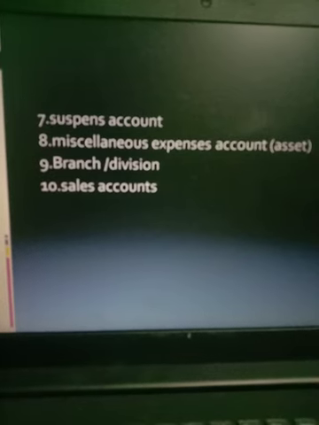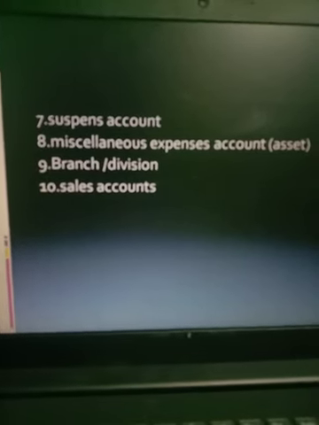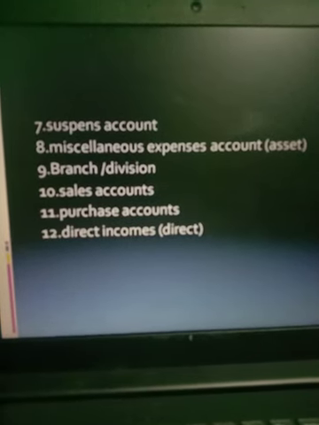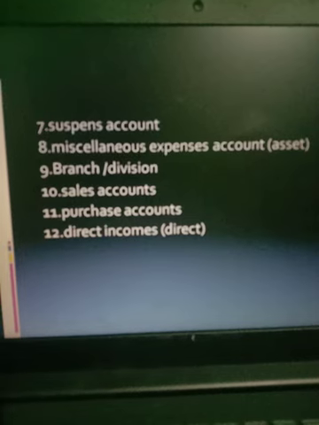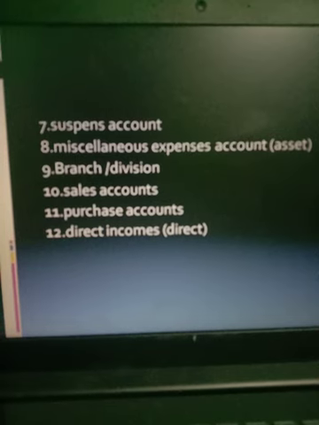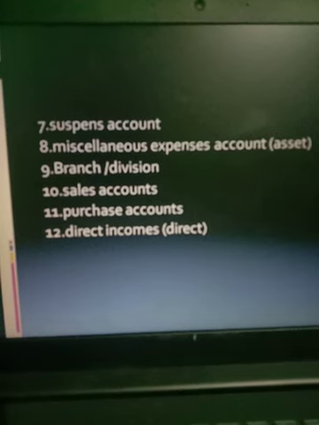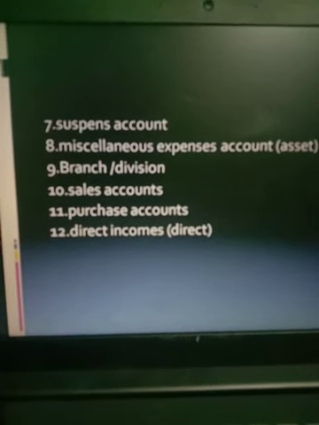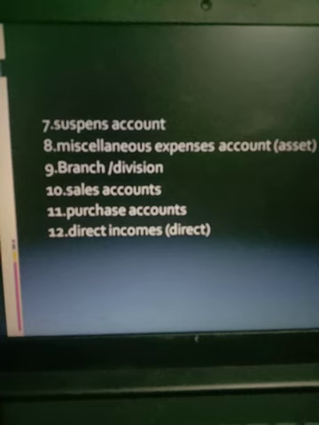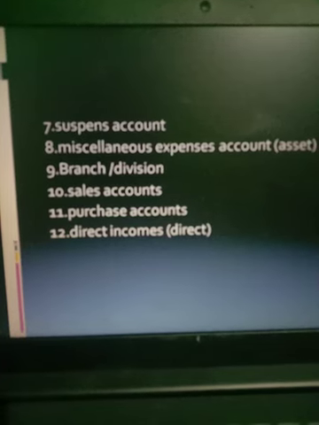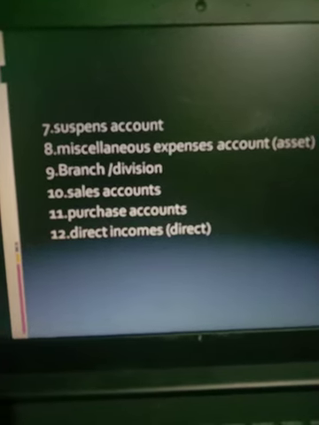Next one is the sales account. Under this ledger account we record sales, and in the purchases account we record the information about purchases. And direct incomes: direct incomes means the income we receive from the main operation. For example, if a manufacturing company is producing a particular product, whatever profit the company receives by selling those products or services, we treat as direct income.